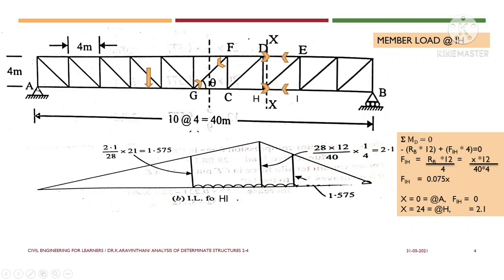When x equals 0 at the point A, you will be getting 0, and x equals 28 at the point H, you will be getting 2.1 as the ordinate. Now this is a positive ordinate, hence we can consider that this is a tensile force which is acting when the load is moving. So the influence line for the members DE and HI is drawn.